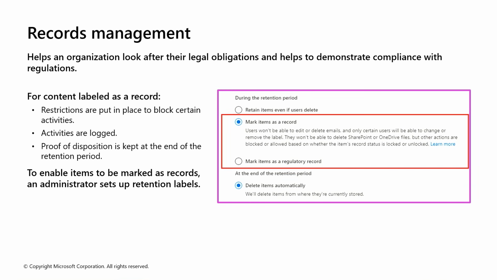And when content must be preserved as is, we could use records management in Microsoft Purview, which helps organizations meet legal and regulatory obligations by controlling how critical content is to be handled. When content, such as emails or documents, is labeled as a record using retention labels, specific restrictions automatically apply. Users may no longer be able to edit or delete the content.